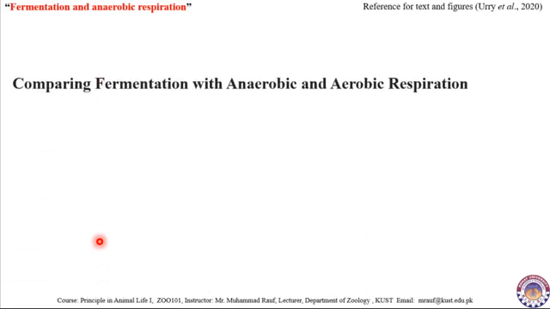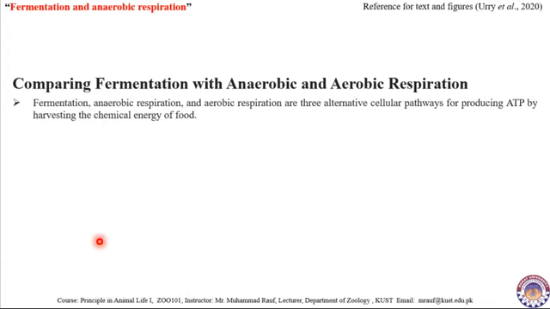Now we will compare fermentation with anaerobic and aerobic respiration. Fermentation, anaerobic respiration and aerobic respiration are three alternative cellular pathways for producing ATP by harvesting the chemical energy of food. Once again, I am repeating these three processes.